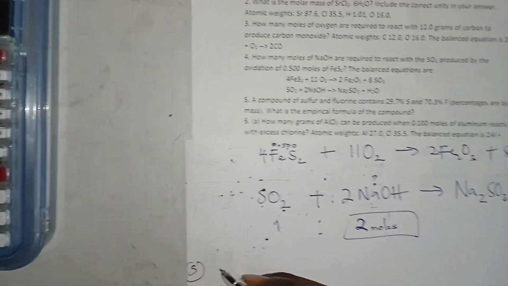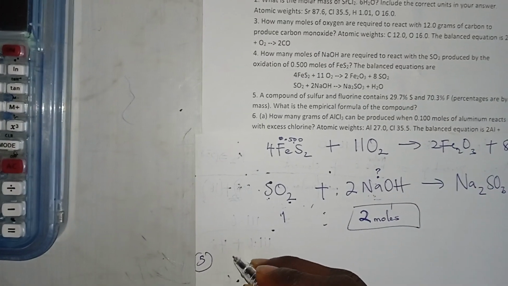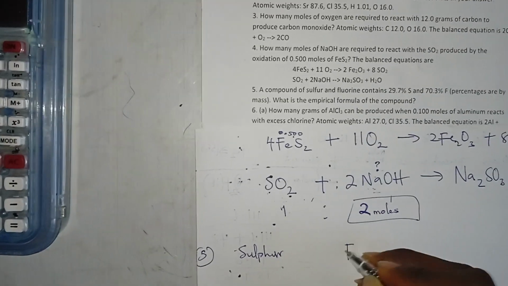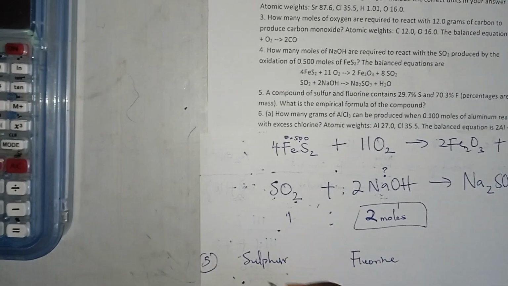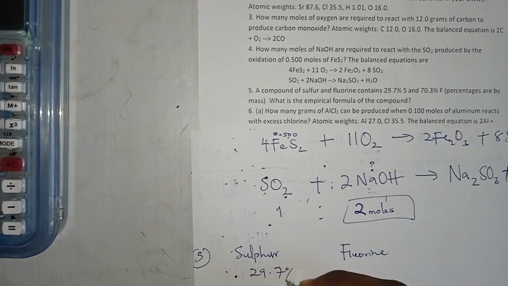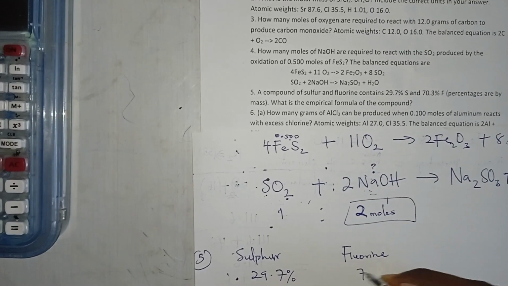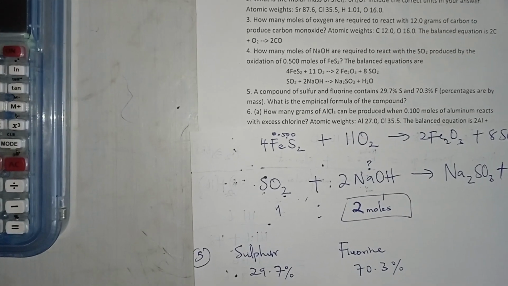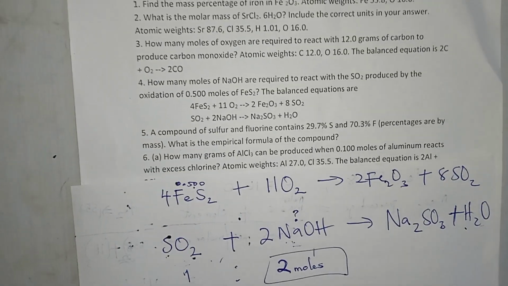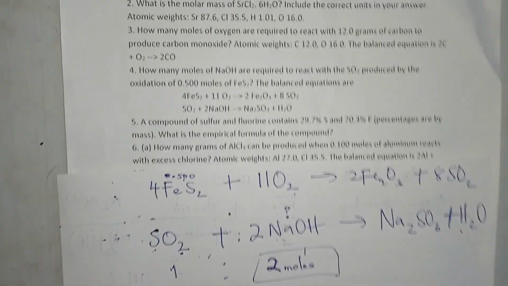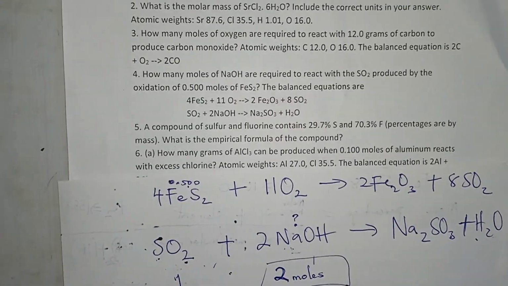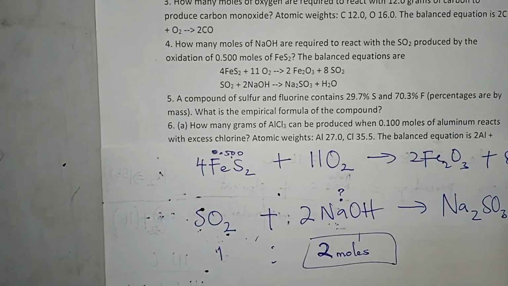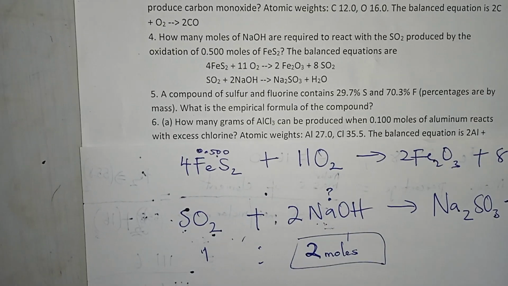A compound of sulfur and fluorine contains 29.7% sulfur and 70.3% fluorine. Percentages are by mass. What is the empirical formula of the compound? Let me tell you, even if they did not tell you percentages are by mass, once you see this kind of question, just know that the percentage given to you is the same thing as the mass.